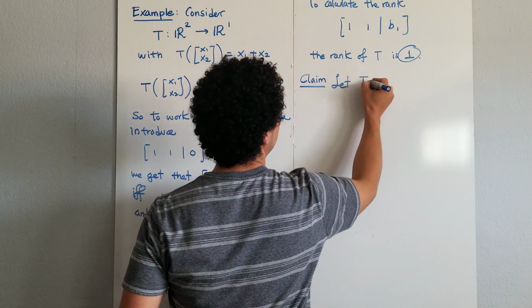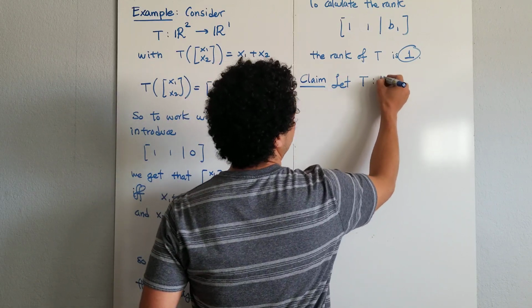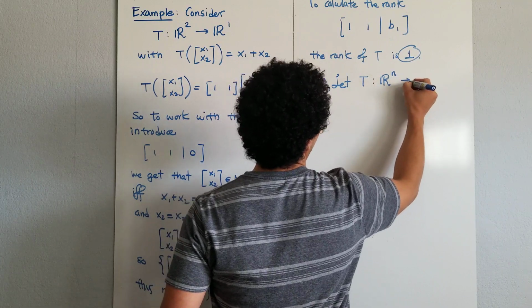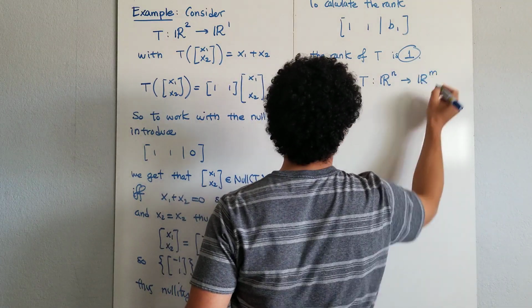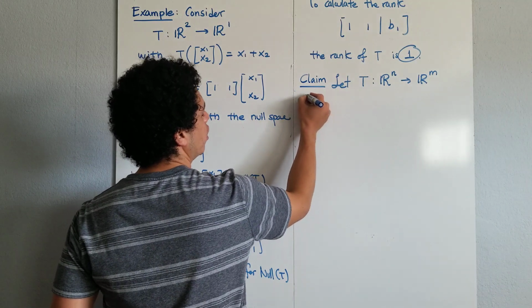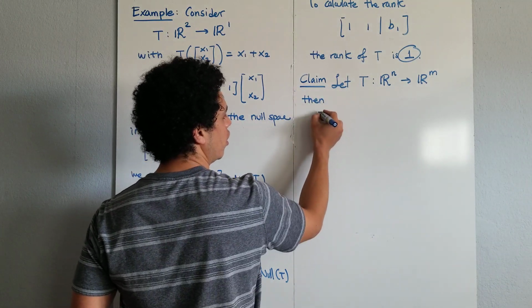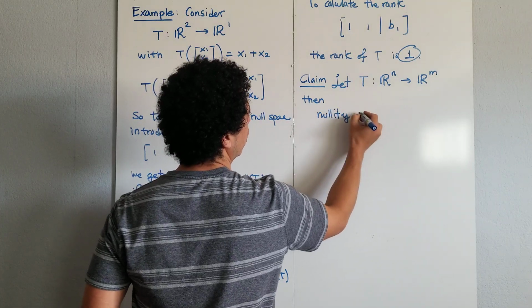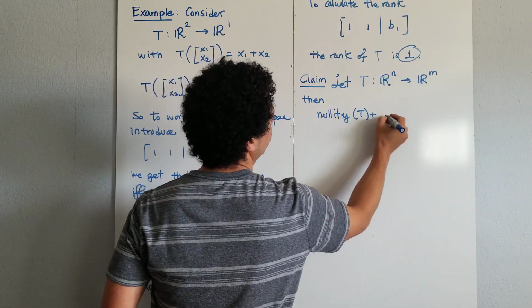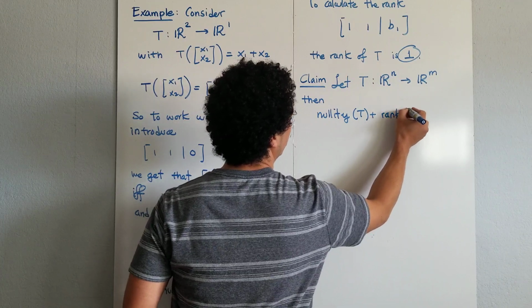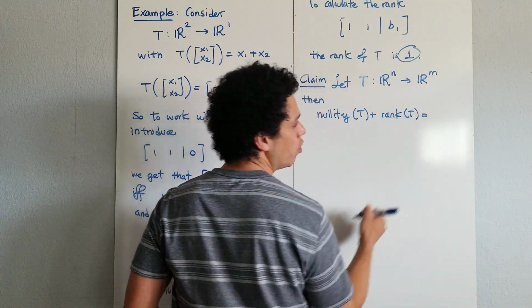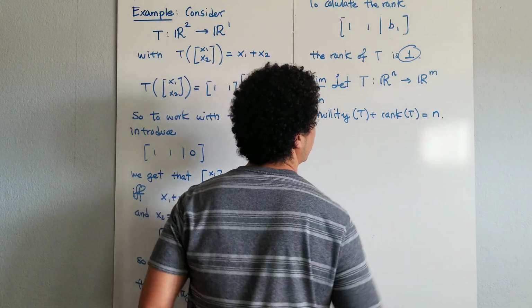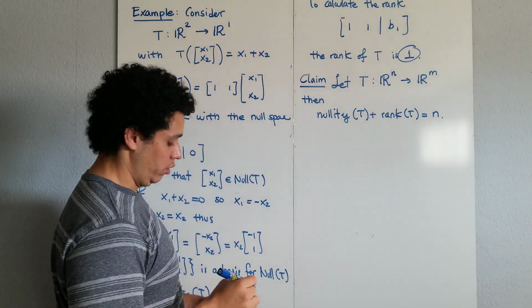So here's the following claim. Let T be a linear transformation from Rn into Rm. Then the nullity of T plus the rank of T is equal to the dimension of the domain. Well, let's prove that.